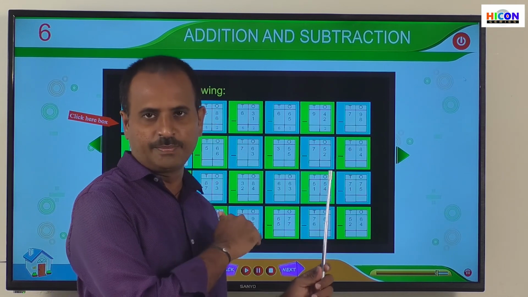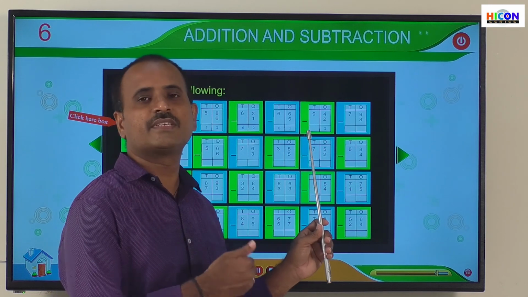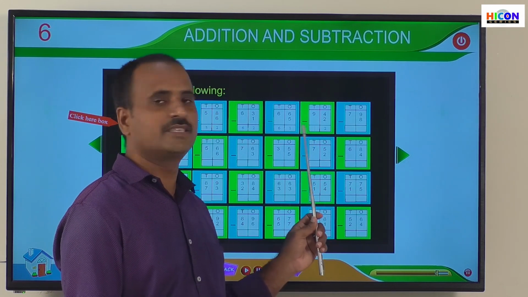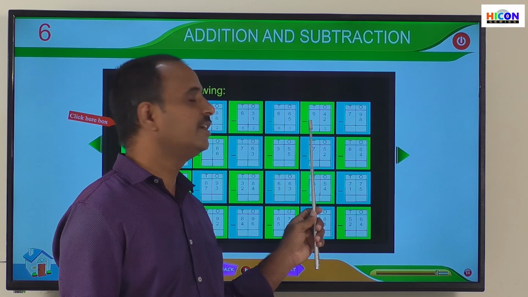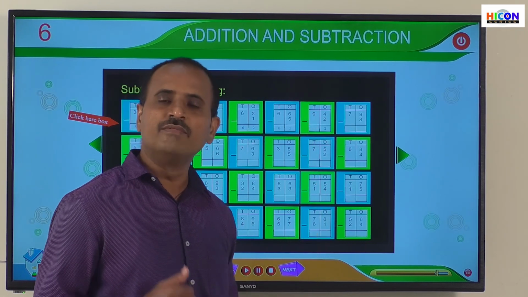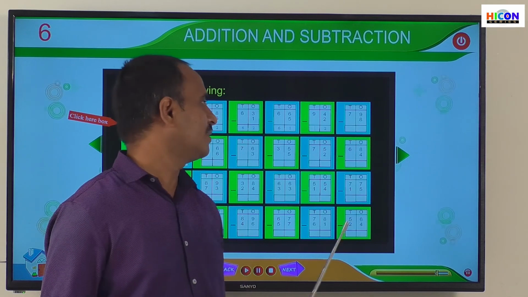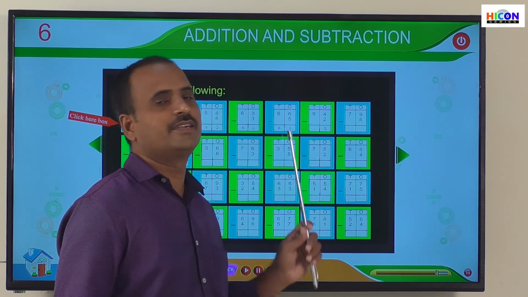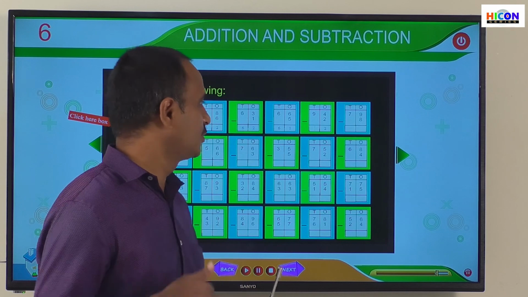Next go to the tens place. Subtract the digits present in the tens place. What are the digits in the tens place? 9 and 0. So if we subtract 0 from 9, again we will get 9. So write 9 under the tens place. So see the next problem.